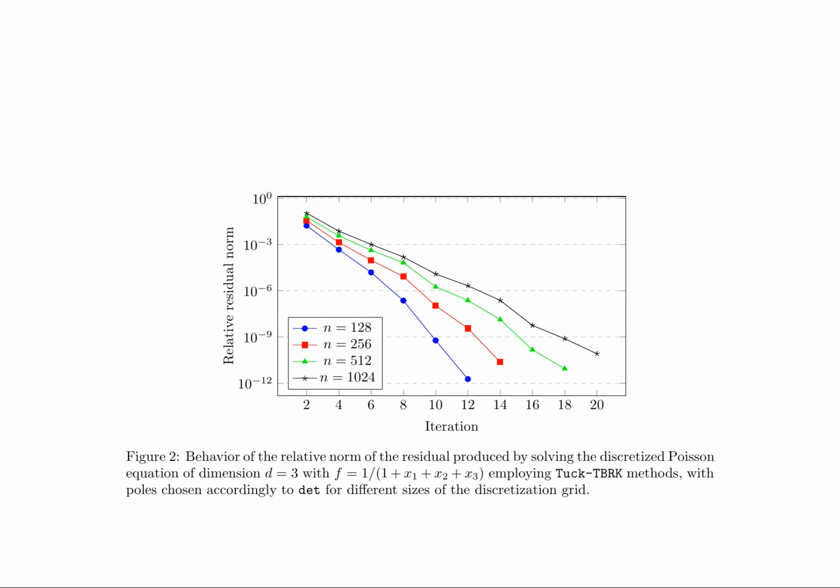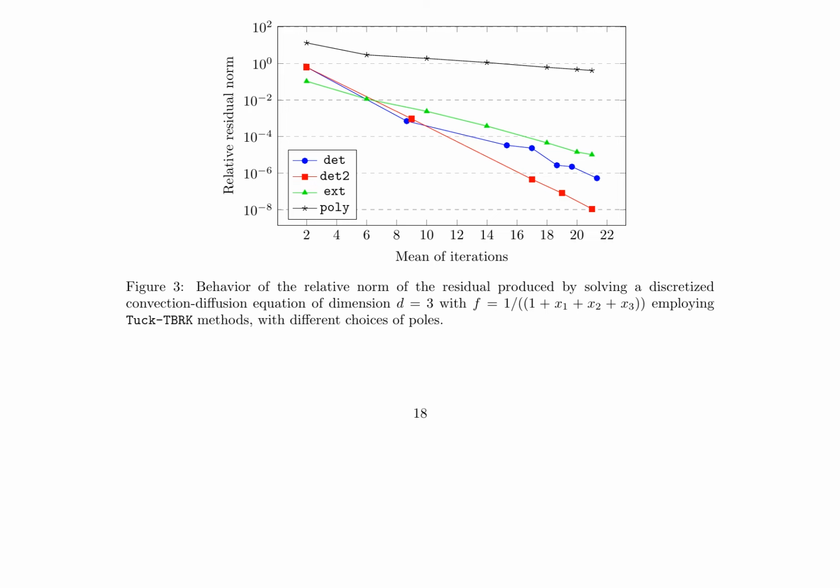Figures 2 and 3 on page 18 demonstrate the behavior of the relative norm of the residual produced by solving a discretized Poisson equation of dimension d equals 3 with f equals 1, 1 plus x1 plus x2 plus x3, employing TUC-TBRK methods with poles chosen accordingly to the selection strategy, for different sizes of the discretization grid and by varying the mean number of Arnoldi iterations for a discretized convection diffusion equation of dimension d equals 3, respectively. These results highlight the effectiveness of the proposed methods in solving high-dimensional problems.